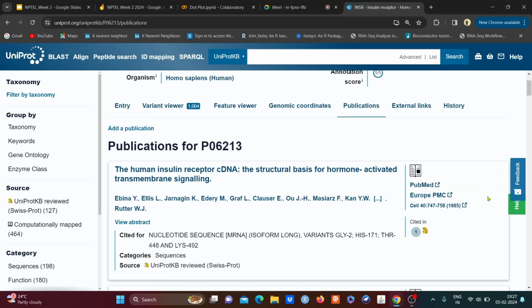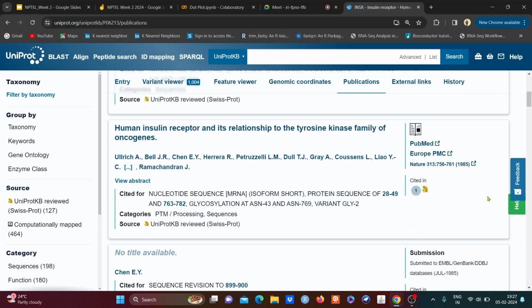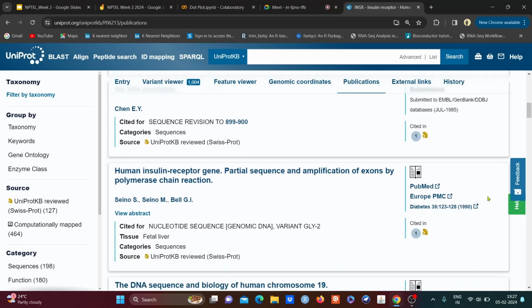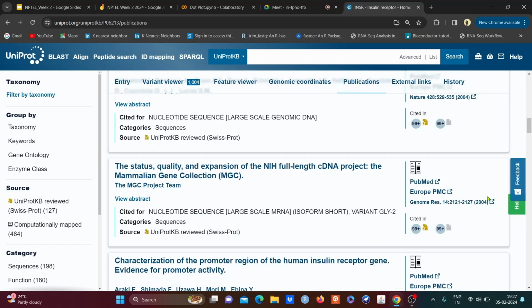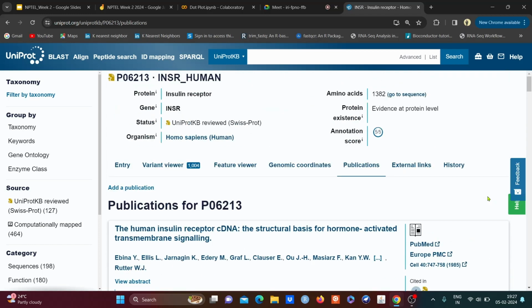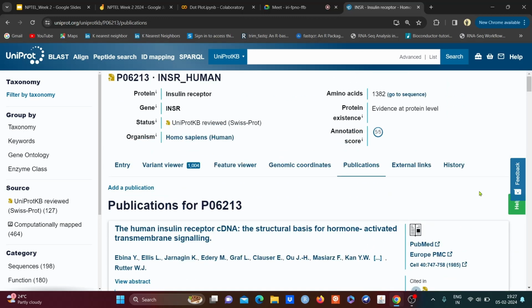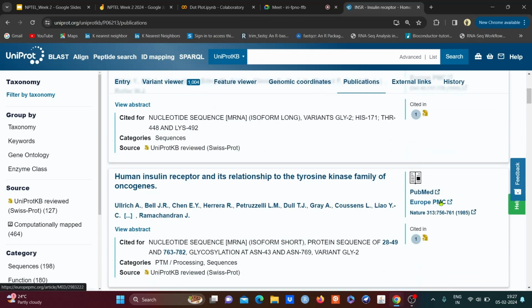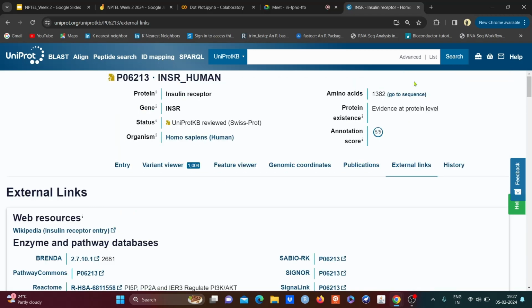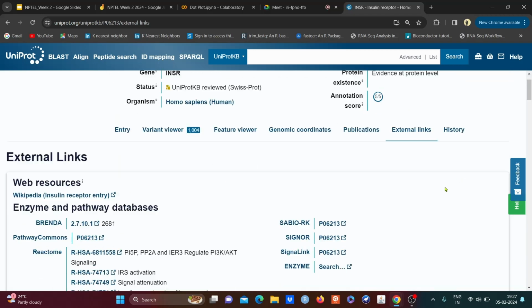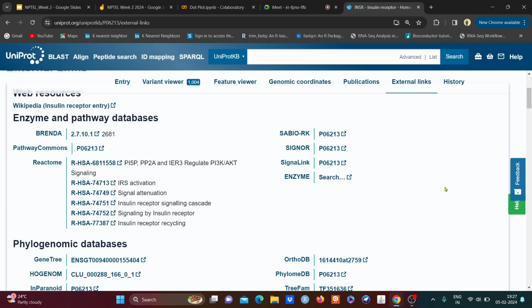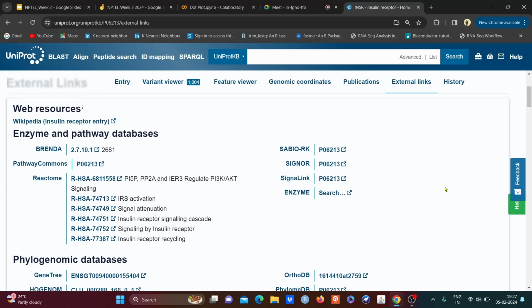How this structure, how this domain information, binding site information, and various literature related to this insulin receptor will be provided here. Here one can also find the external links, where the same protein has been reported.